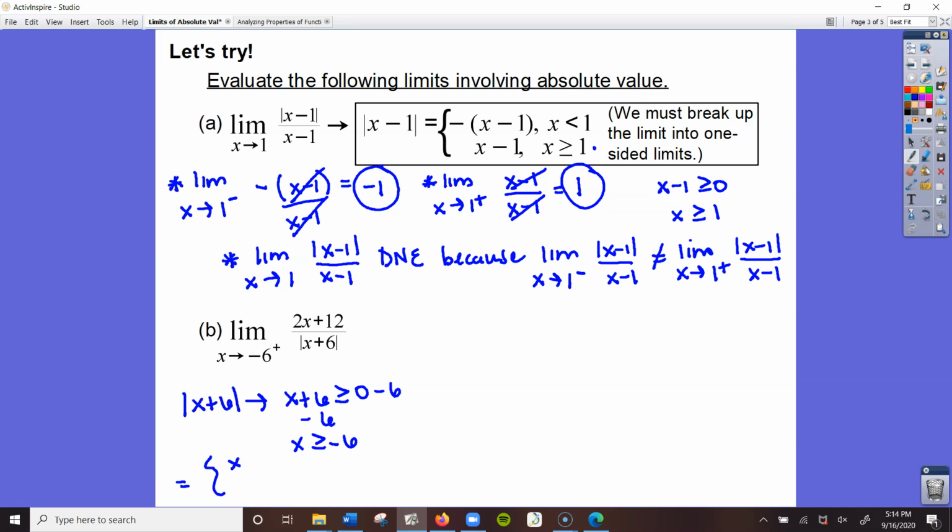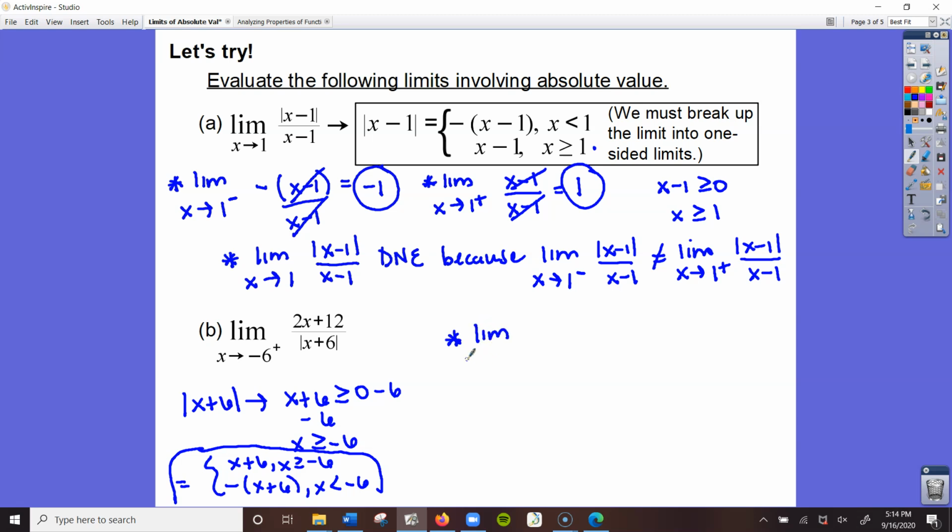We have the positive x plus 6 for when x is greater than or equal to negative 6, and then we have the negative x plus 6 for when x, and then remember I switched the inequality, is less than negative 6. So this is my piecewise function that I'm going to be using to represent my absolute value function. Now I'm ready to evaluate for my limit.